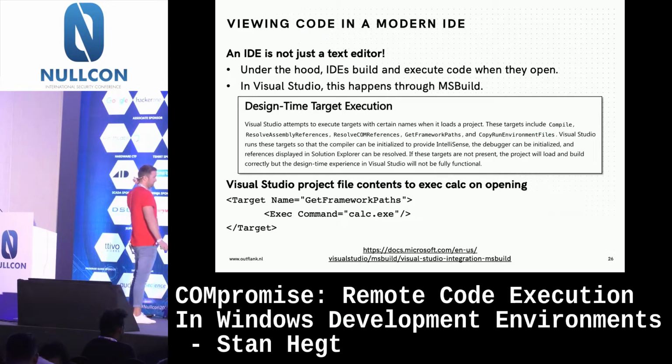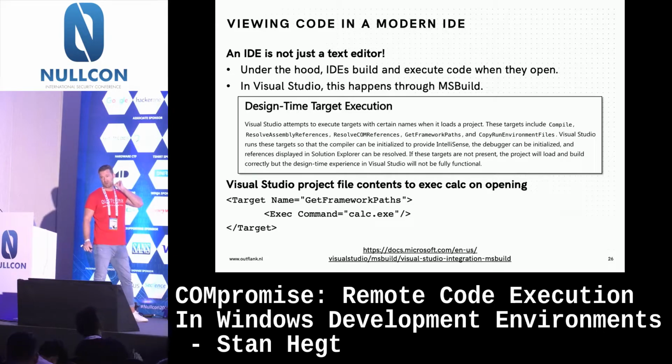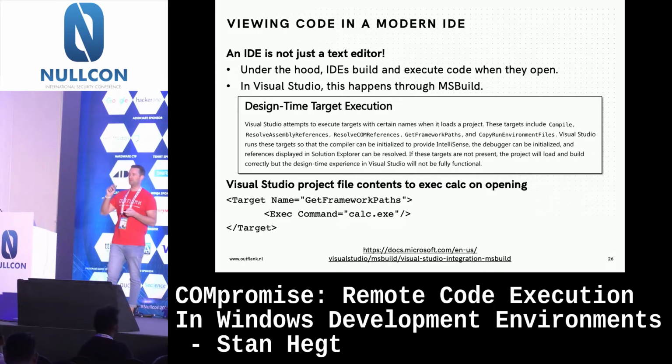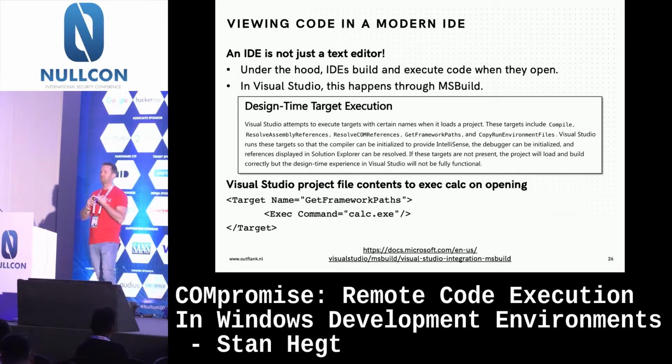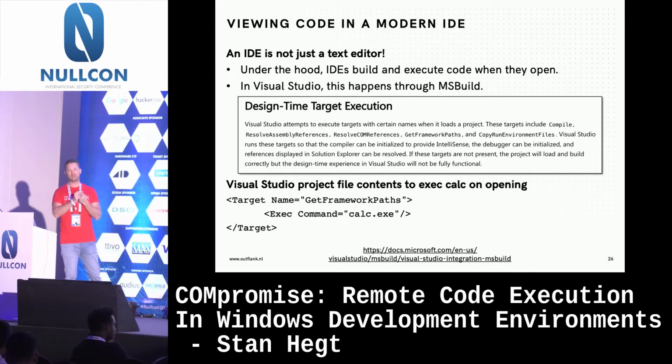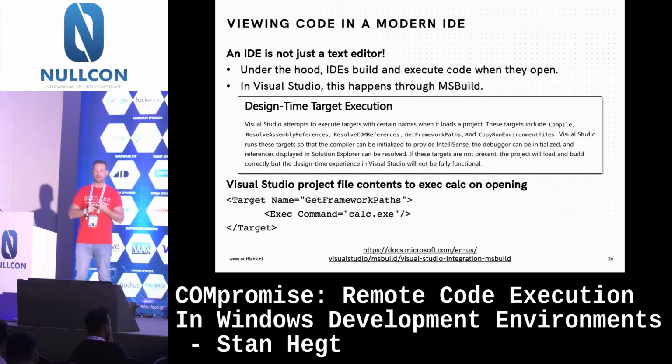And if you look at the specifications of what Visual Studio does and how it integrates with MSBuild, we can find this paragraph about design time target execution. What it says here in a couple of lines is that MSBuild can be invoked already before the building process. So already on opening of code, the MSBuild executable can be tasked to run. And you do that with so-called MSBuild targets. You just identify them in your Visual Studio project file. And for example, a very basic example to have calculator pop up on just opening code is to put this target in your Visual Studio project file.